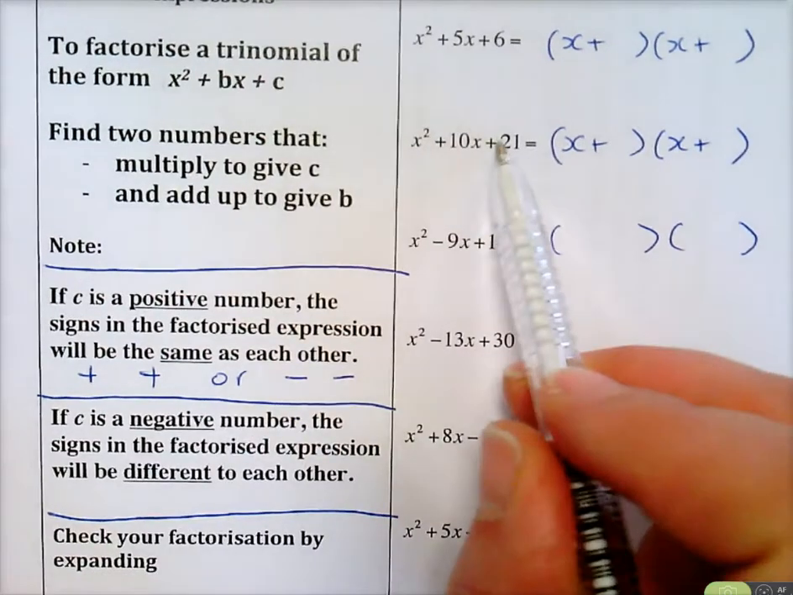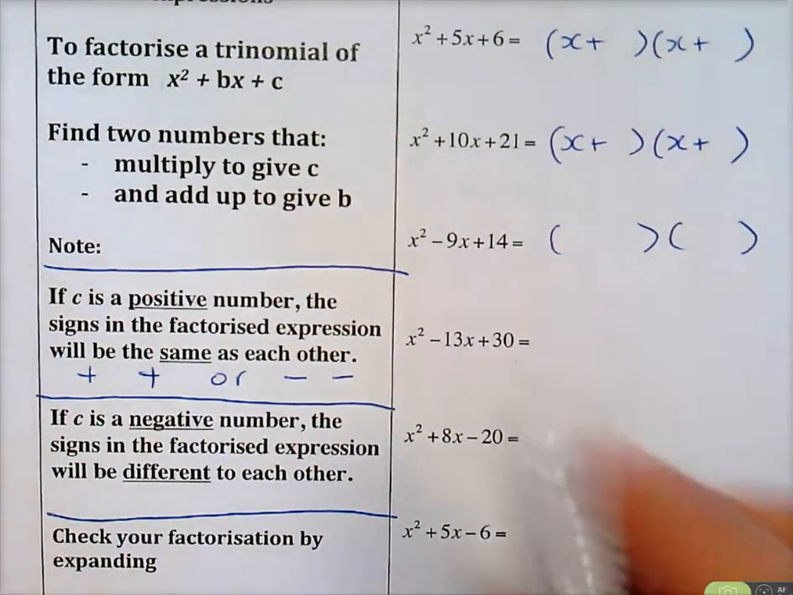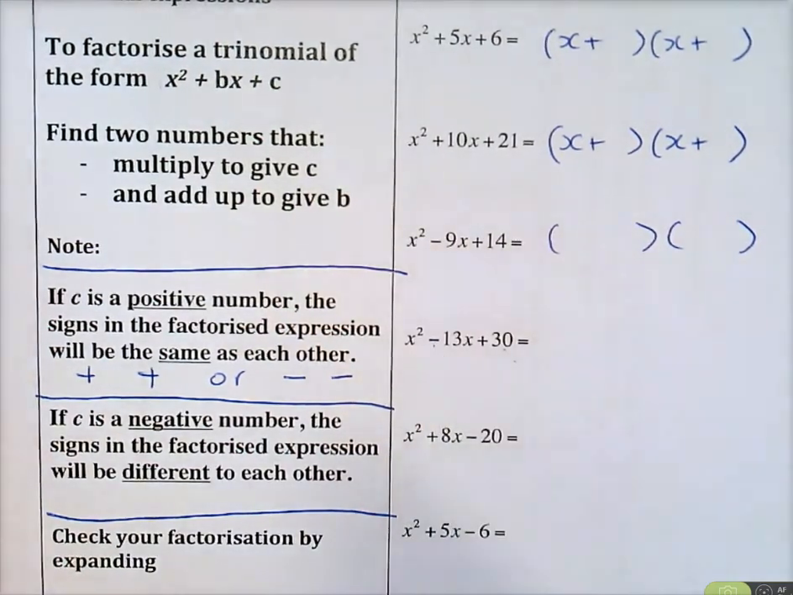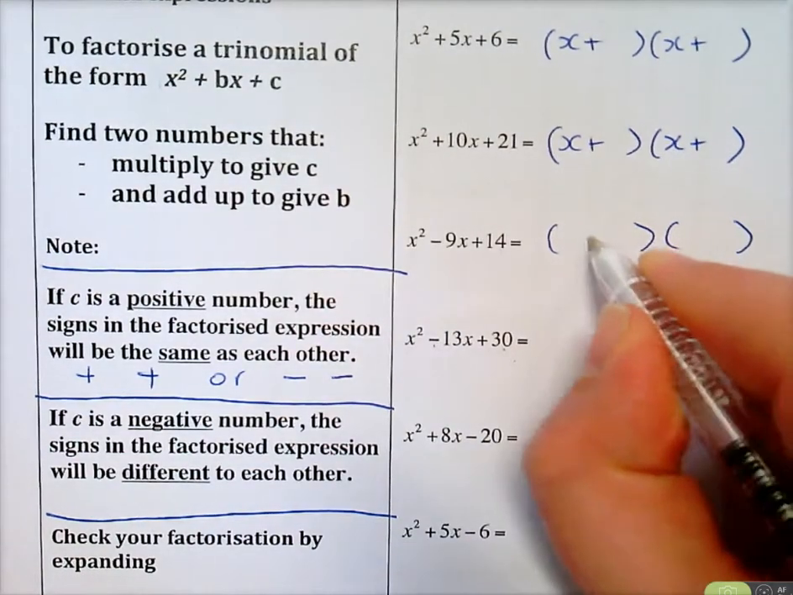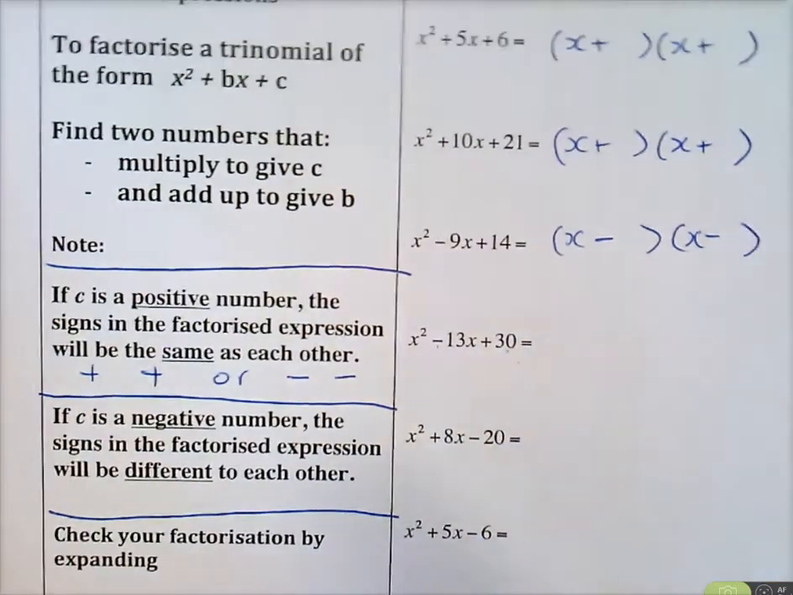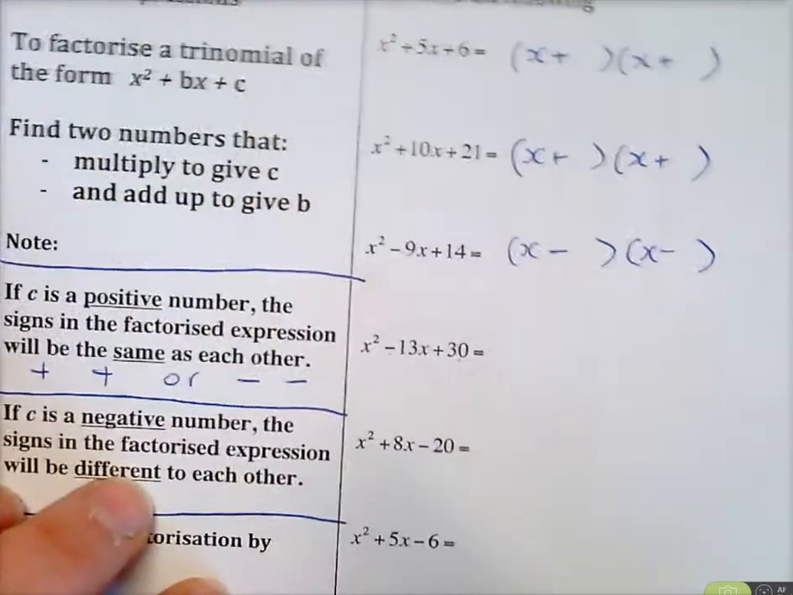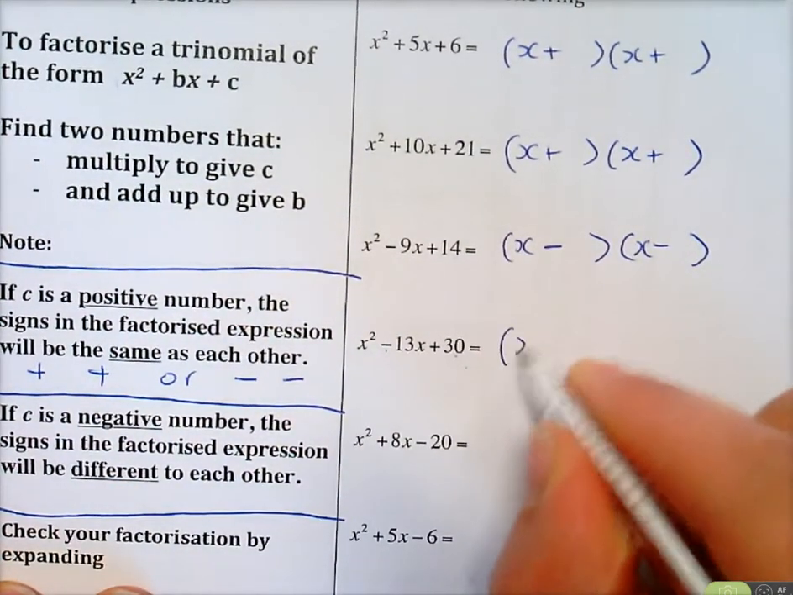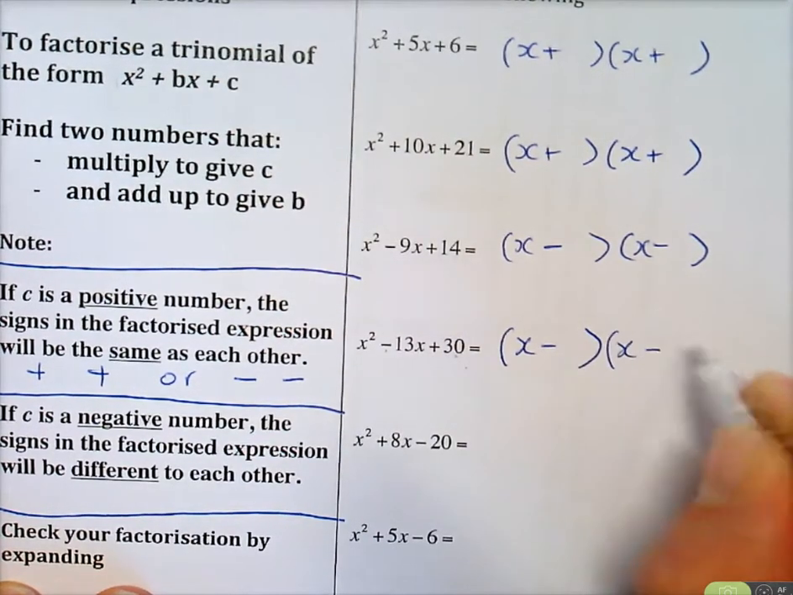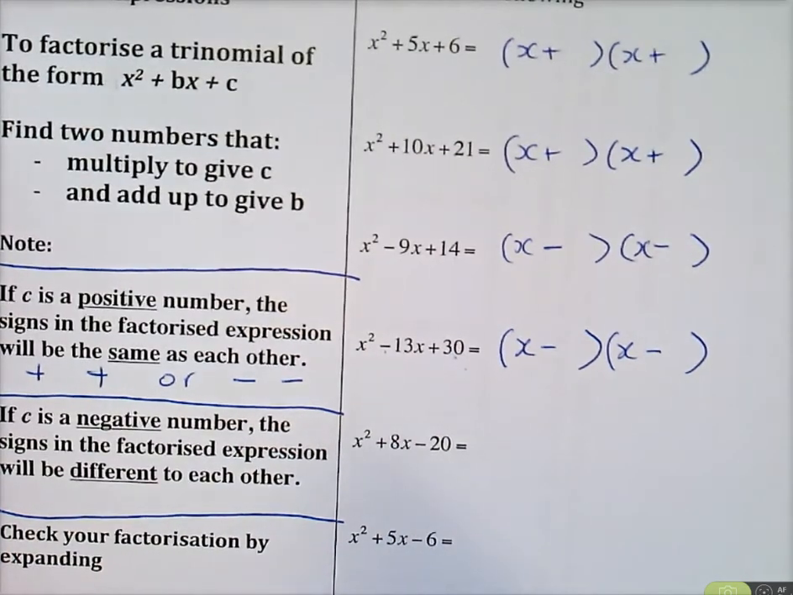So if the constant is positive and the other term is positive, you've got 2 positives in your brackets. If the constant's positive, like in these 2, but the middle term, the b term, is negative, you've got 2 negatives, because a negative times a negative will give you the positive here, but then you've got to add up 2 things to get a negative. They've got to be both negative. See what I'm doing? Now, same with this one. The 2 numbers multiply to give a positive, but add up to give a negative. You've got negative, negative in both brackets. Let's just work on those 4 now.